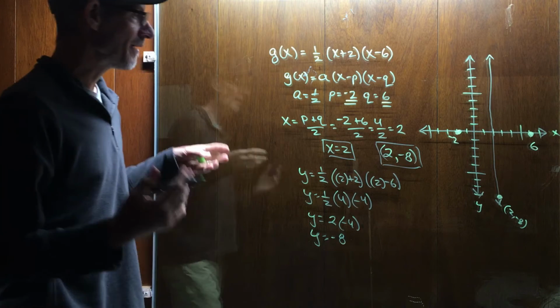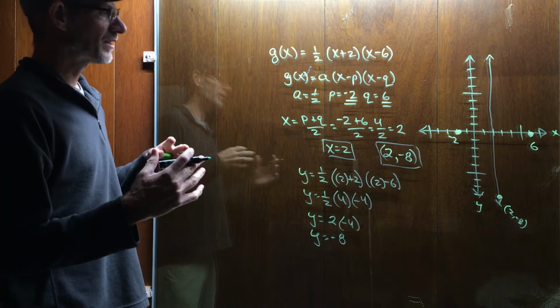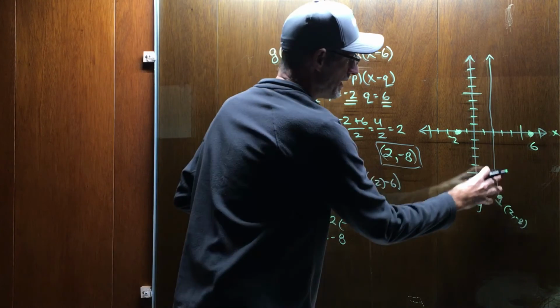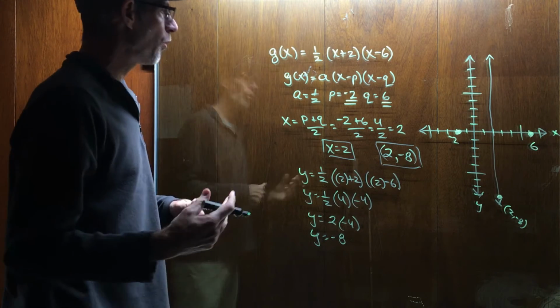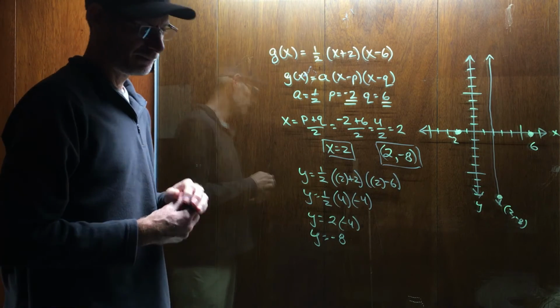All right, so now I have 3 points on the graph, but I want to find out what it looks like, especially down here. So I'm going to need some more points on my graph. So what I'm going to do now is make a table.